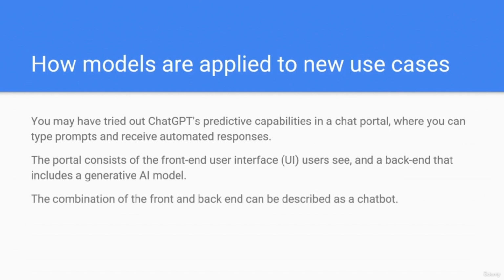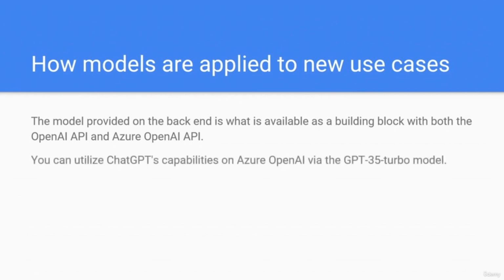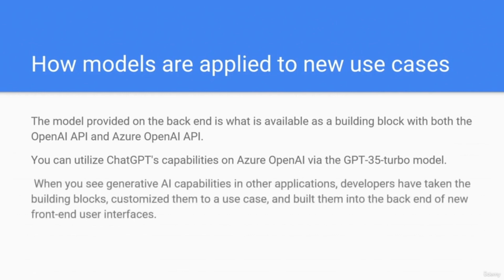The combination of the front and back-end can be described as a chatbot. The model provided on the back-end is what is available as a building block with both the OpenAI API and the Azure OpenAI API. So you can utilize ChatGPT's capabilities on Azure OpenAI via the GPT-35 Turbo model. When you see generative AI capabilities in other applications, developers have taken the building blocks, customized them to their use case, and built them into the back-end of new front-end user interfaces.